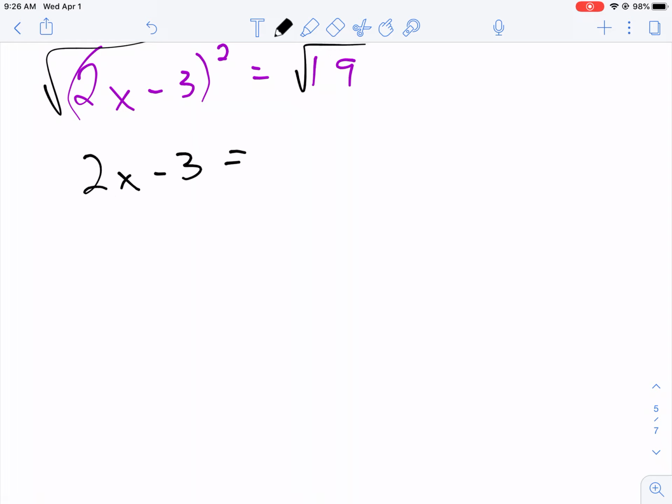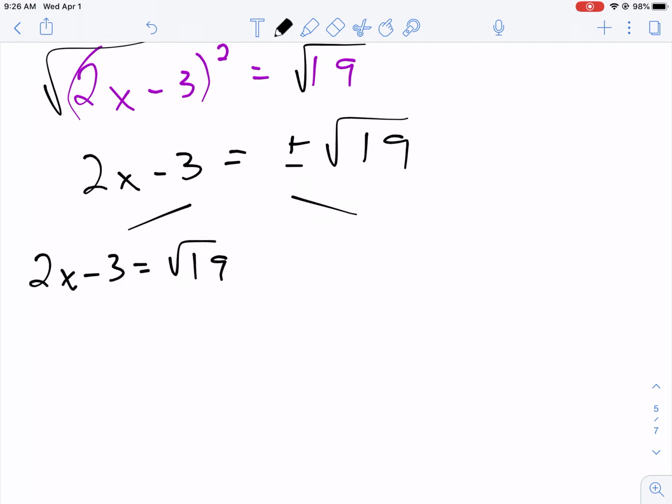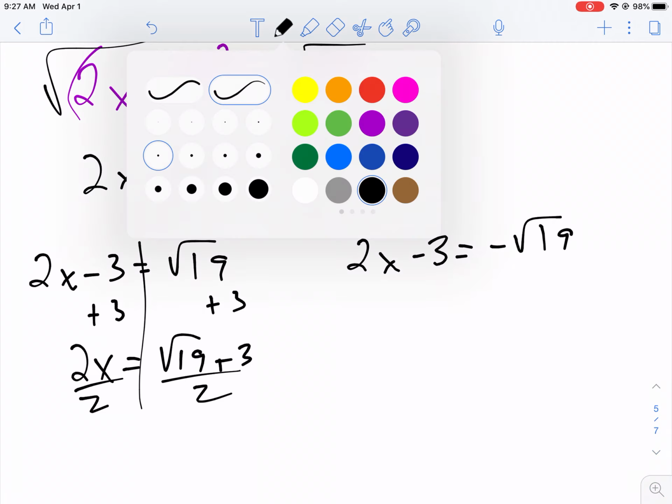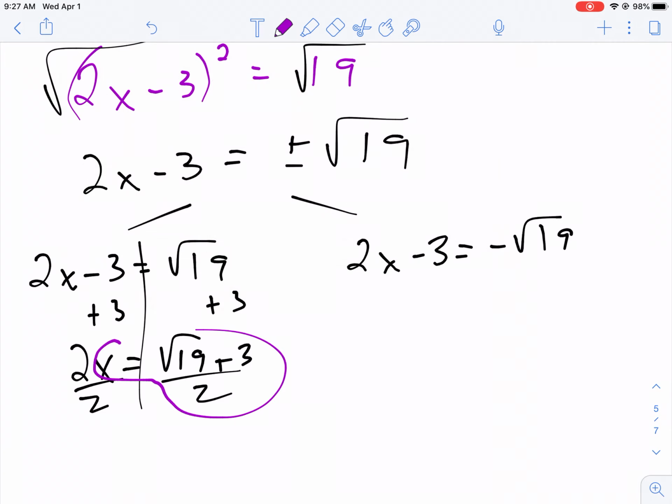2x minus 3 equals positive and negative square root of 19. So this is going to break up into two equations. 2x minus 3 equals square root of 19, and 2x minus 3 equals negative square root of 19. And then we're just going to solve it. So plus 3, 2x equals square root of 19 plus 3. And then we're going to divide by 2. So this is one of your answers: x equals square root of 19 plus 3 divided by 2.